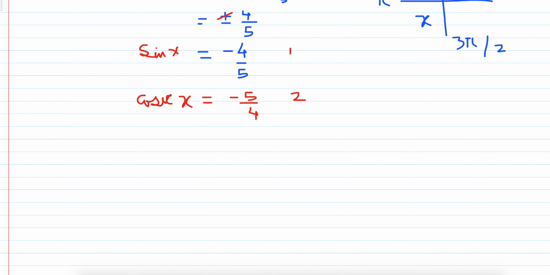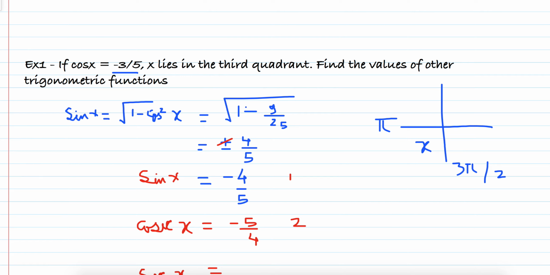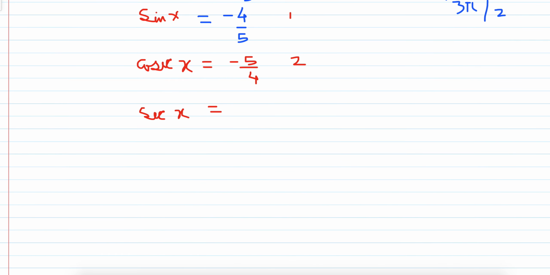Now cos we know, so sec x would be 1 upon cos x, and cos is minus 3 upon 5, so it will be minus 5 upon 3. So this is our third one.